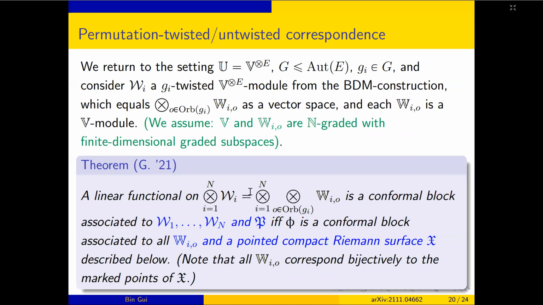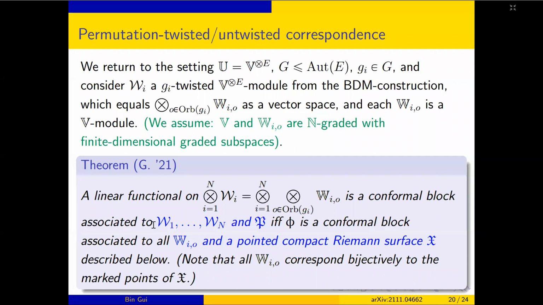The main result says that these two vector spaces are the same. You have the same vector space. It could be regarded as a tensor product of V modules. I would say that this is either a tensor product of U twisted modules, and it is also a tensor product of V modules. So if you choose a linear functional on this vector space, then we can talk about whether this linear functional is a twisted conformal block for U. You can also talk about whether this is a conformal block for the V modules. And it turns out that these two notions are the same.